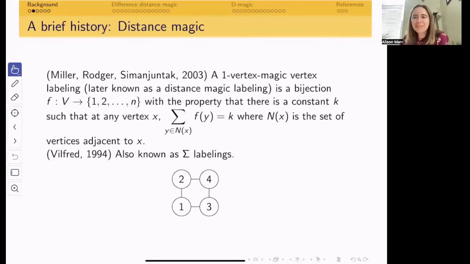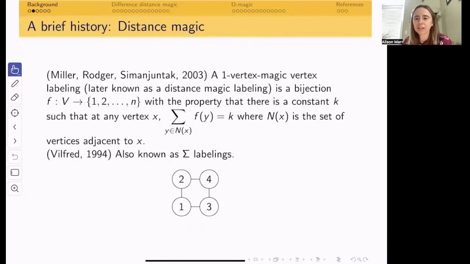So to give you a little bit of background on where this problem originated, this is a definition from 2003 from Miller, Rodger, and Simanjuntak, who defined what they called a one vertex magic vertex labeling, which has now been commonly referred to as distance magic labeling. The idea here is that we're going to label the vertices of a graph with the set 1 up through n, n being the number of vertices, as a bijection, so we're not going to repeat any of those labels.